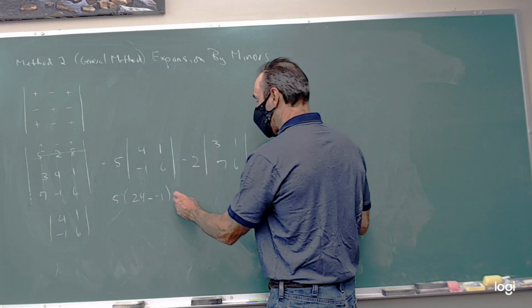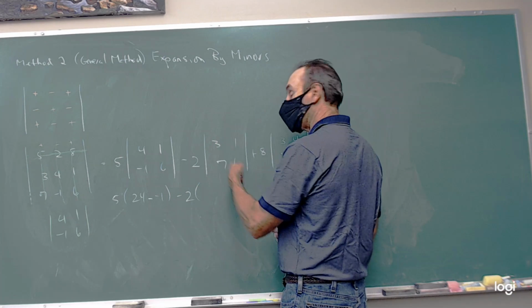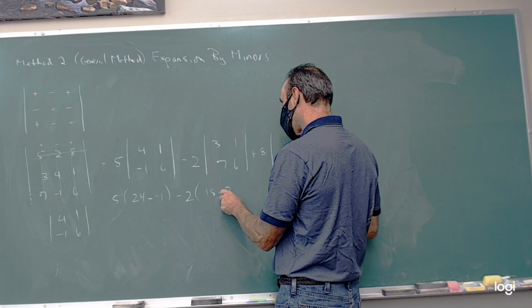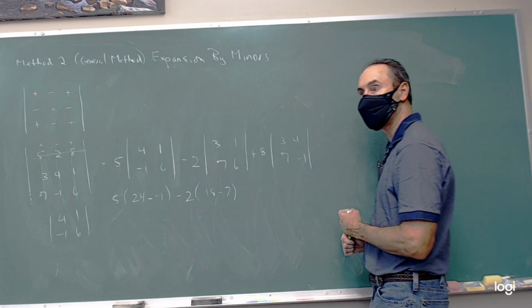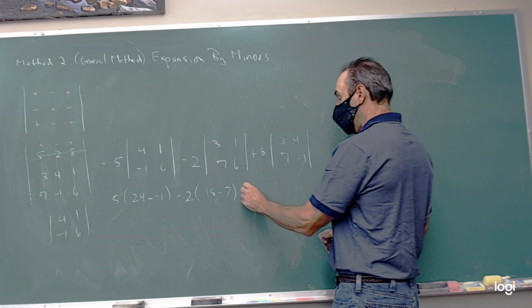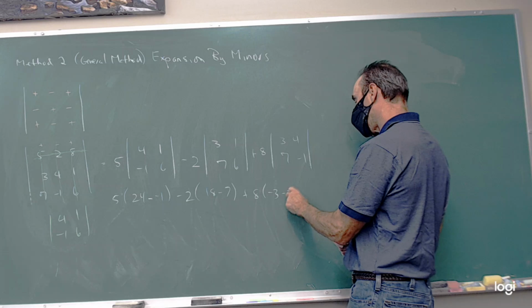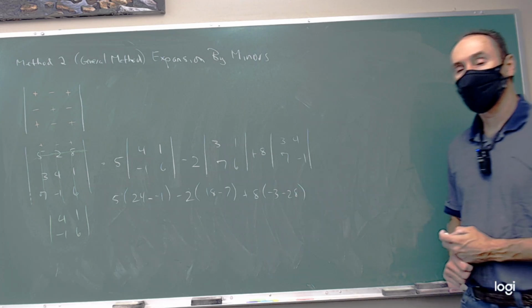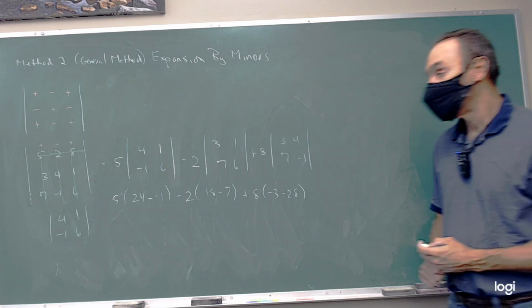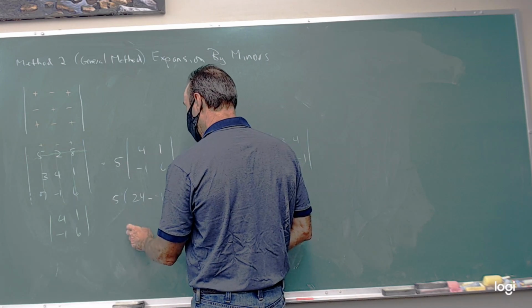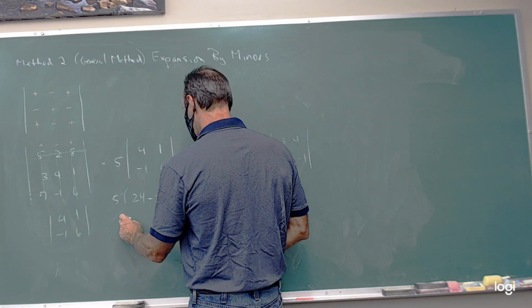Then you got a minus 2, and then we're going to go down, minus up. 3 times 6 is 18, minus 7 times 1 is 7. I'll come back to those. Plus 8, and then negative 3 minus 28. Just a ton of arithmetic. So that's going to be 24 minus negative 24. 25 times 5 is 625.